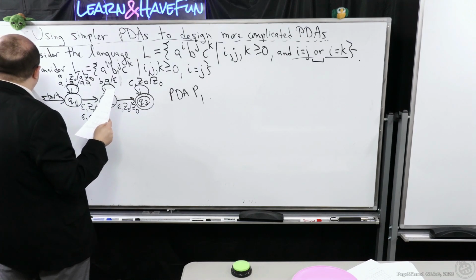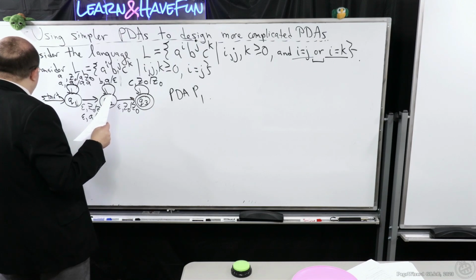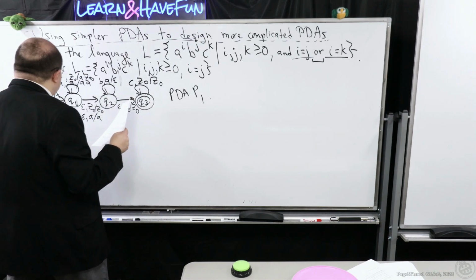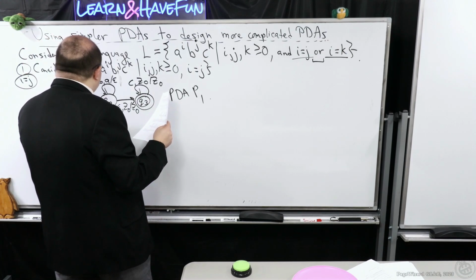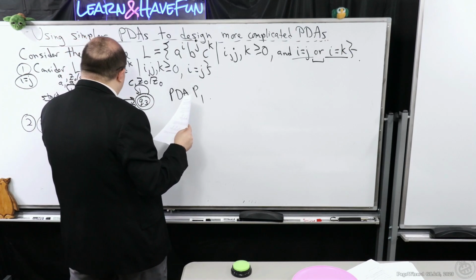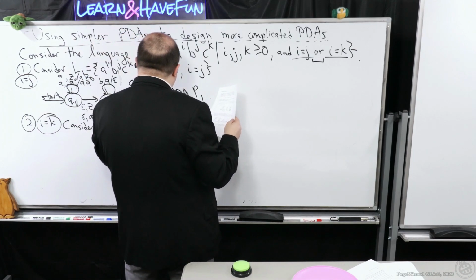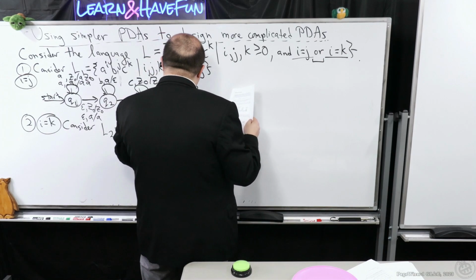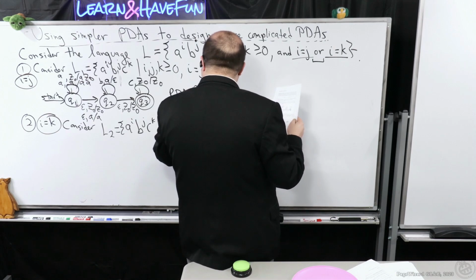So this is the case. The first one is in the case when we have i is equal to j, right? The second case is when we have i is equal to k, right? So we're going to consider L2, which is going to be the same a to the i, b to the j, c to the k, such that i, j, and k are at least 0. And it has to be that i is equal to k in this case, right?